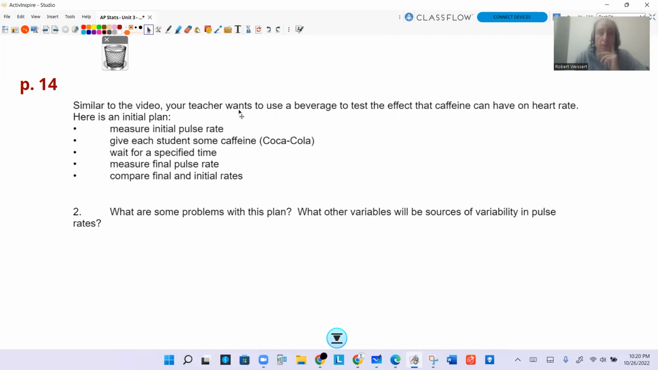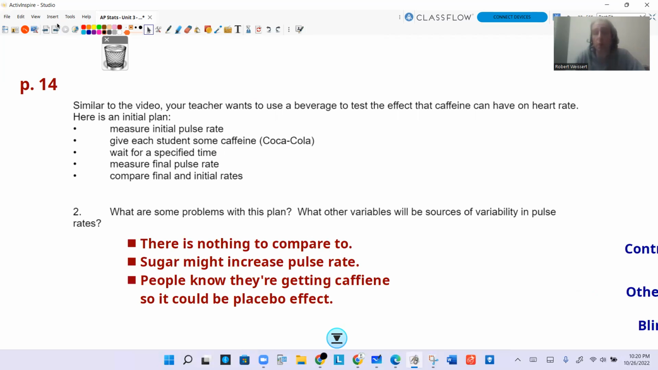So let's talk about some problems first. First thing I would say is there's nothing to compare to. Okay, we have measured everyone's pulse rate. We gave everyone caffeine, and then we measured their pulse rates after. There's sugar in soda that might have an impact. People know they're getting caffeine, so they have that placebo effect already. So you've got to have some sort of baseline.